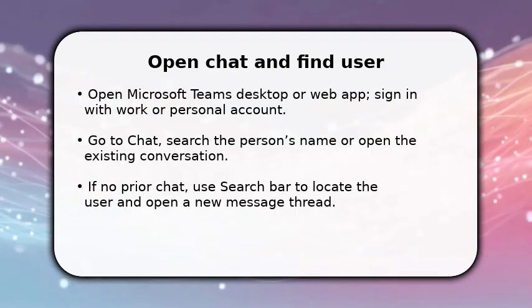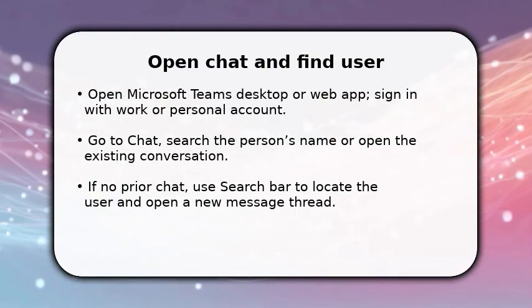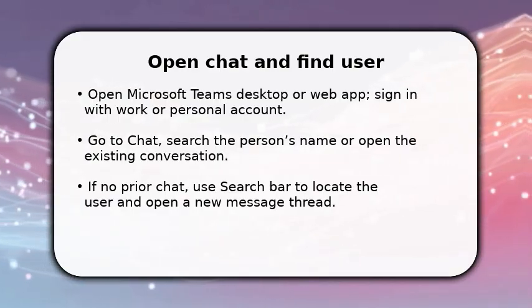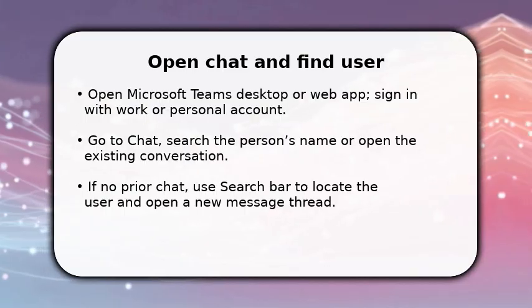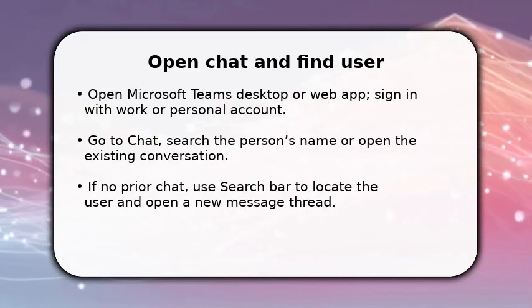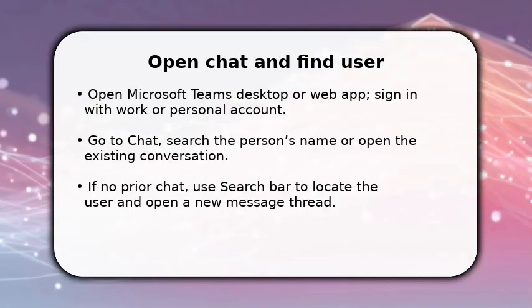Enjoy the video. You're starting in Teams, open the desktop or web app and sign in. Search for the person's name in chat or the top search bar and open their conversation. Once the chat is visible, click the three-dot menu in the chat header. This is your entry to actions.